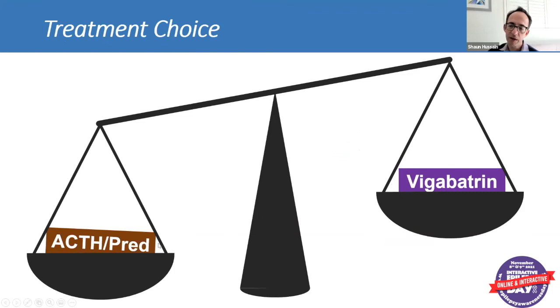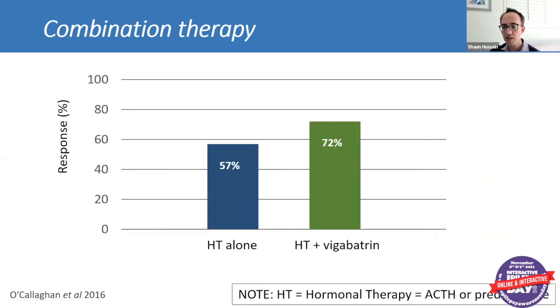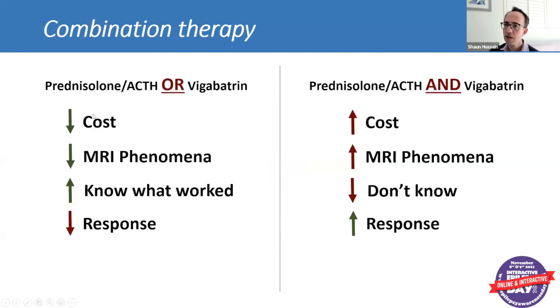And in general, when we compare the hormonal therapies, meaning ACTH or prednisolone, they seem to be much more effective than vigabatrin. Big question is, well, what if you combine the two? And it appears from a recent study that the combination is much more effective short term than hormonal therapy by itself. And for this reason, a lot of people have adopted combination therapy. This is kind of the difference from that study. So it was about 72% response for patients who were getting combination therapy, meaning prednisolone or ACTH with vigabatrin versus prednisolone or ACTH alone.